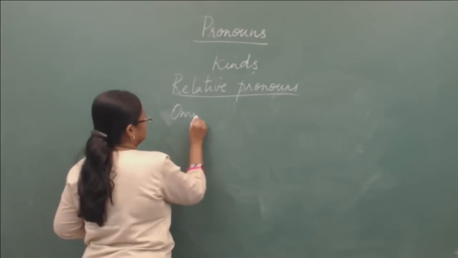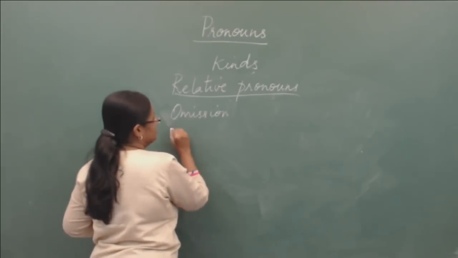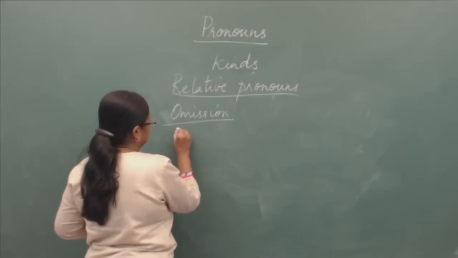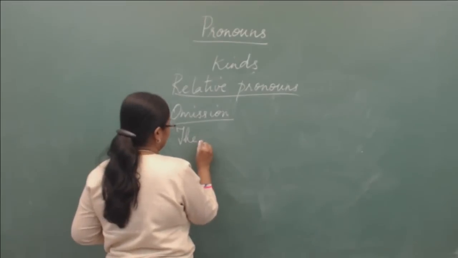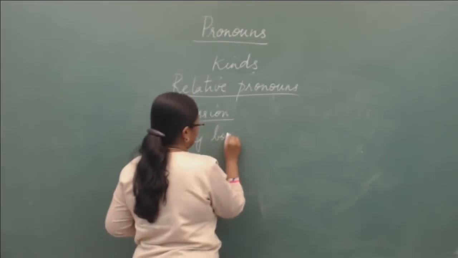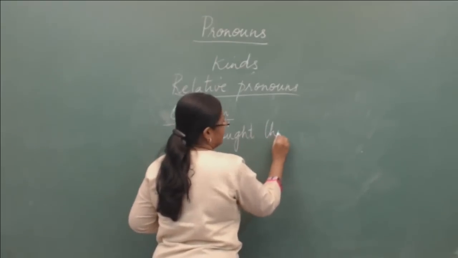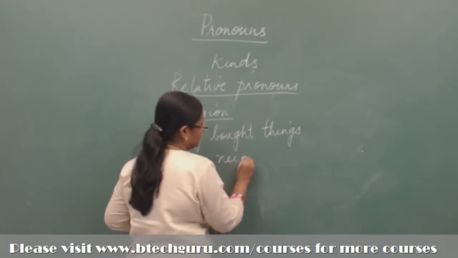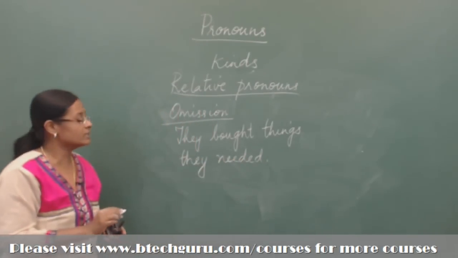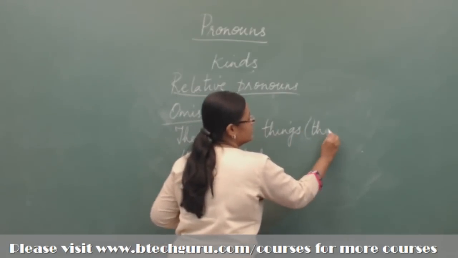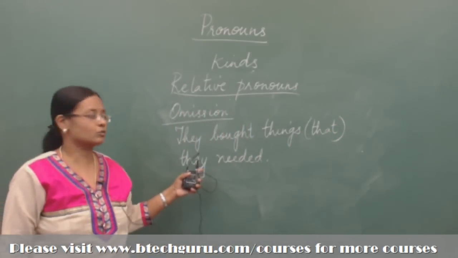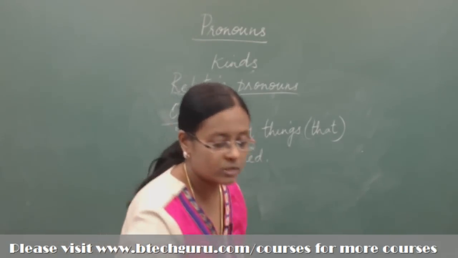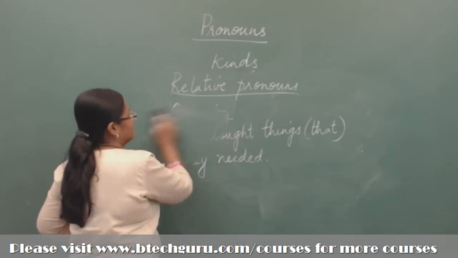Where we omit, omission. They bought things they needed. Now you see which pronoun is omitted here. They bought things that, but it's okay, it's understood. They bought things they needed just means they bought things that they needed. So in some contexts we also omit the pronoun, but it is understood there.